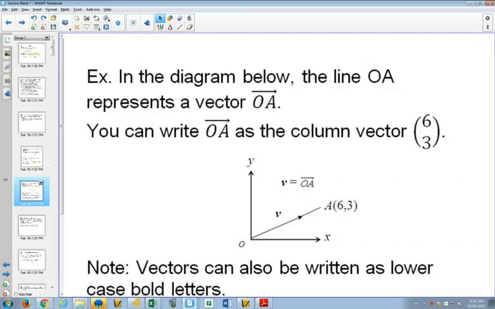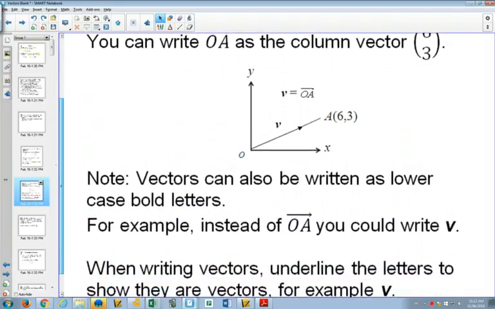So here we have a vector v. It goes to the point 6, 3. You could write that as a column vector with the 6 on top and the 3 underneath. So again, here it says that it can be written as bold, but for the most part, we will write things, because it's very hard to write things in bold with just your pen, we'll just write a little arrow over top of it to show that it's a vector.